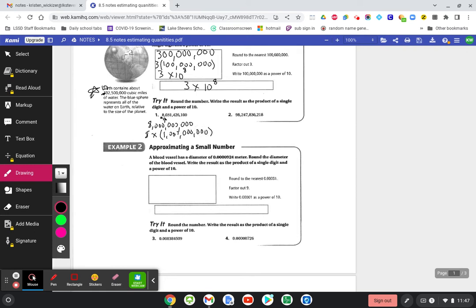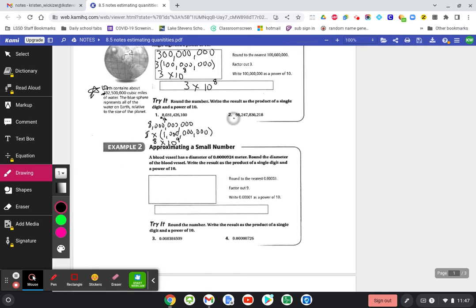And then our last step is to change that to scientific notation. So count how many zeros we have. 1, 2, 3, 4, 5, 6, 7, 8, 9 zeros. So it would be times 10 to the 9th power. All right, go ahead and pause your video, try number 2. And once you have tried number 2, then unpause the video and check and see how you did.